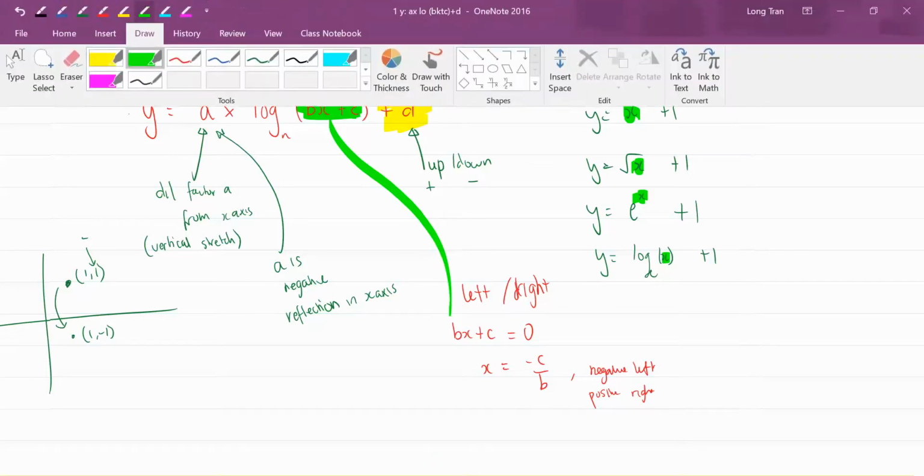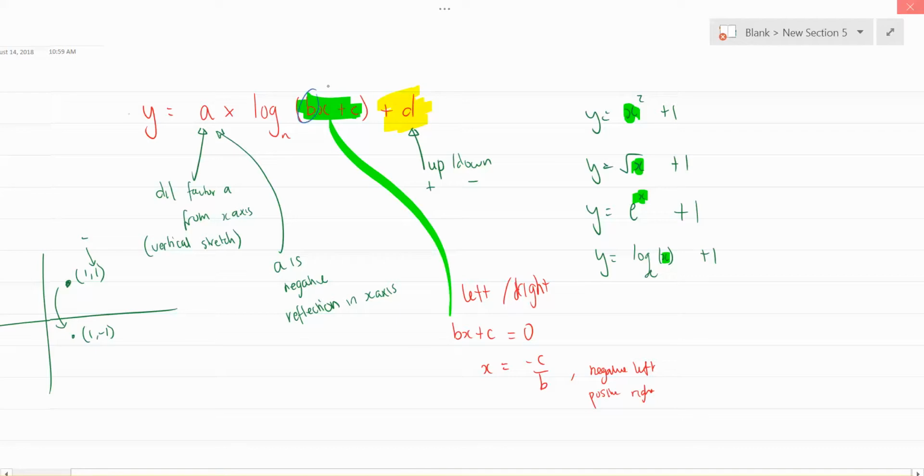Finally, just the last step. What does b do? If I put a b, so change it to 2x instead, what does the b do when you multiply a value to the x coordinates? What is it doing? It is a dilation, and just be careful. Yeah, dilation from the y-axis.